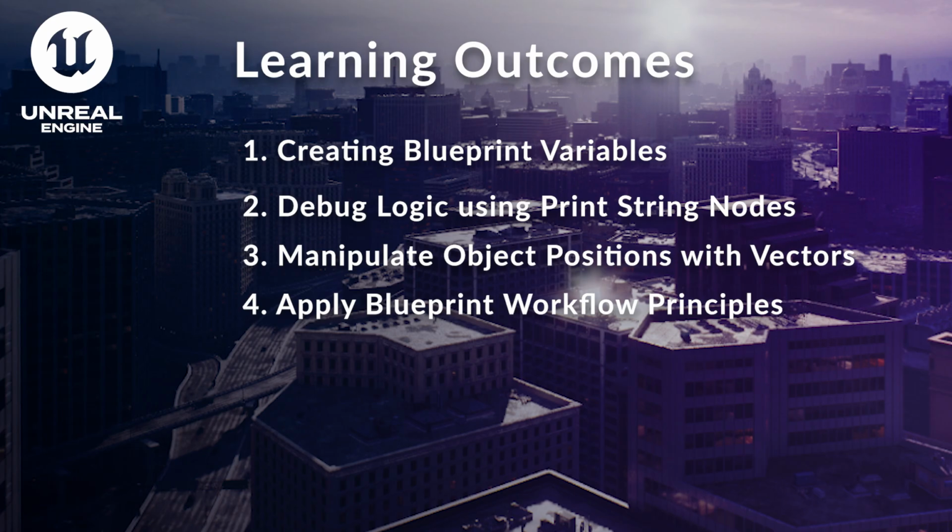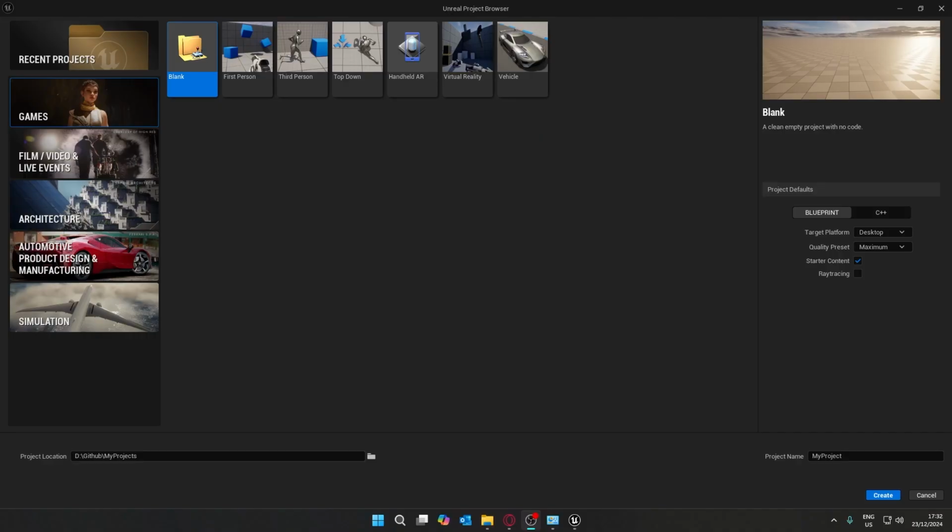In this first segment of this tutorial, we will be looking at the basics of blueprint logic and variables, and we will be using it to set up a basic light switch system. So firstly, after you've downloaded and installed the engine, which is a prerequisite for this tutorial, we will be using Unreal 5.3 by the way.